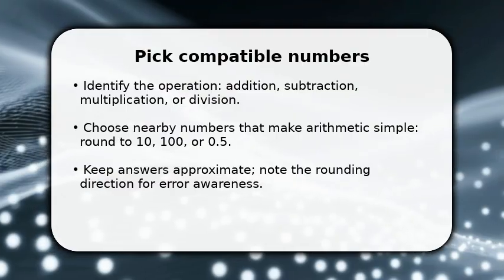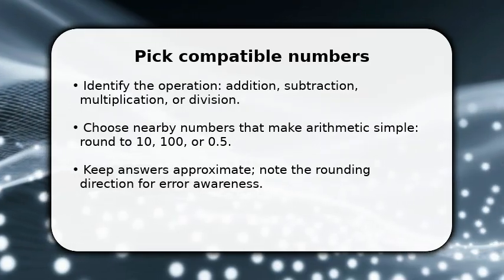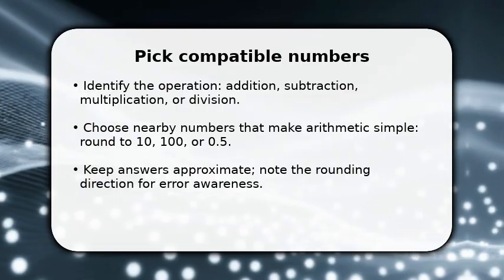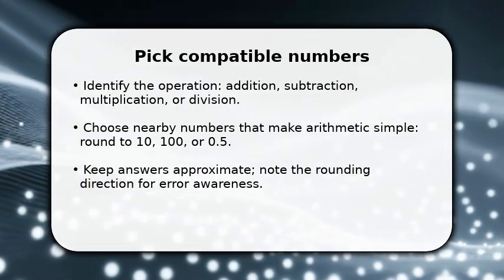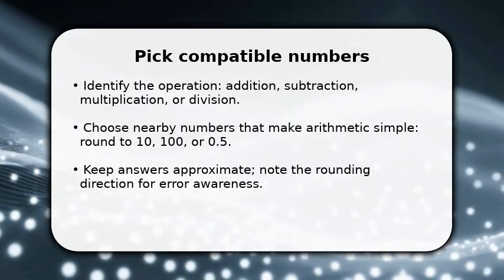You start by finding compatible numbers that simplify the calculation. Look at the problem and decide the operation. That tells you whether to round up, down, or use fractions like 1/2. Pick numbers that make mental math trivial. For example, change 47 to 50 or 0.